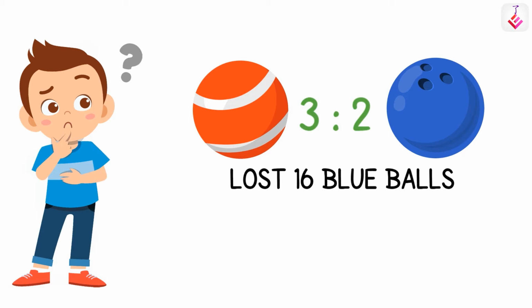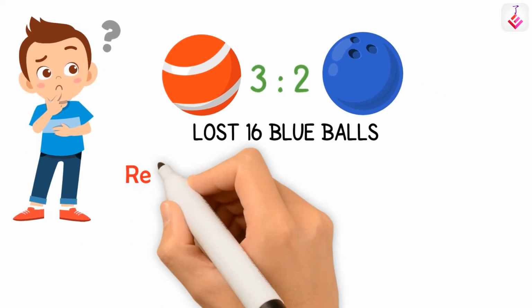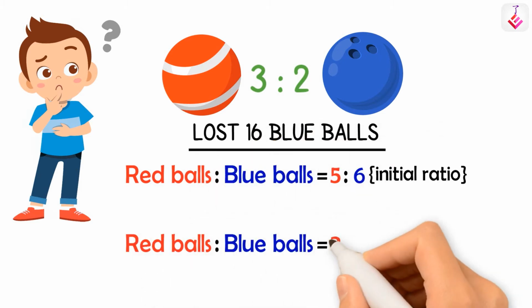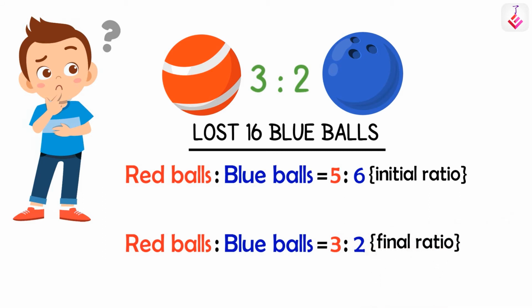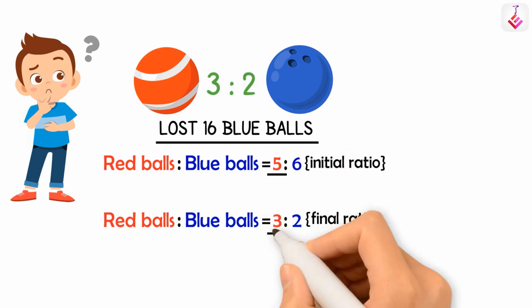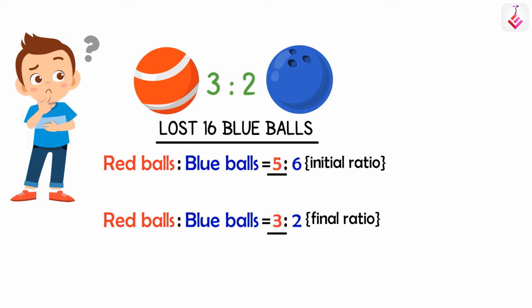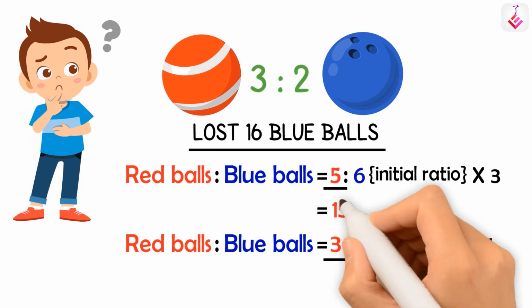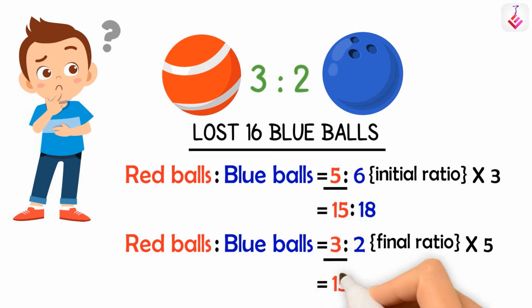Since only blue balls were lost, red balls remain the same. Red balls to blue balls is 5:6. Initial ratio. After Ollie lost 16 blue balls, red balls to blue balls become 3:2. Final ratio. Here red balls are the constant part, so we need to equalize both initial and final ratio terms of red balls. Thus, finding LCM of 5 and 3, which is 15. Now after multiplying initial ratio with 3 and final ratio with 5, initial ratio becomes 15 to 18 and final ratio becomes 15 to 10.